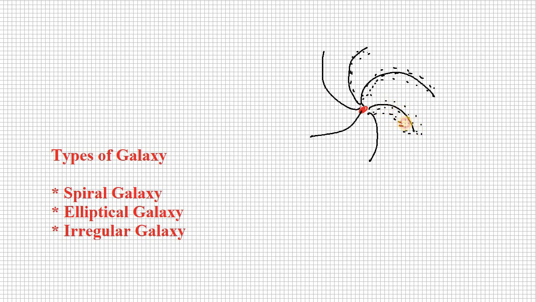may vary from a few thousand to 10 to the power 11 or 12 in numbers. So our galaxy where we live in is nothing but the Milky Way. The Milky Way galaxy is an example of the spiral galaxies.